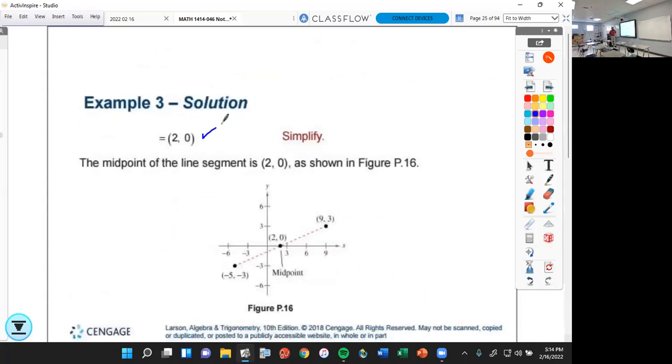Okay. To graph it, if I was to plot the point -5, -3, and the point 9, 3, and 2, 0, it looks like that's the midpoint. So I'm pretty happy with that answer.